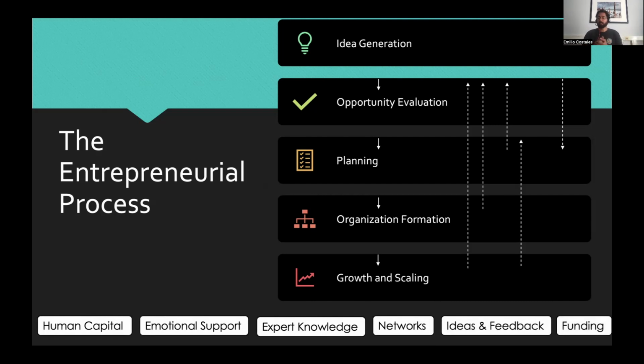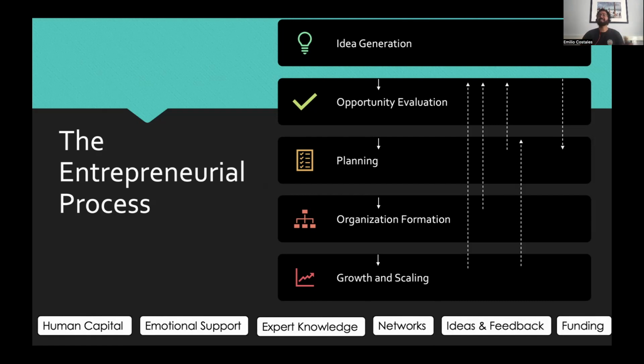So, entrepreneurs have an idea and they work to make it happen. They use their human capital, they use what they know, they use the emotional support available to them, the expert knowledge available to them, and who they can interact with.